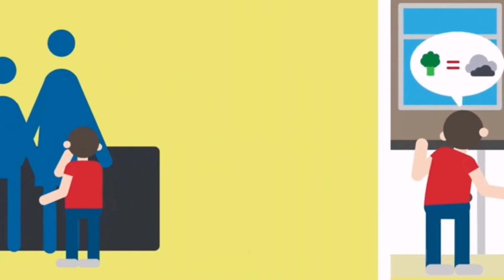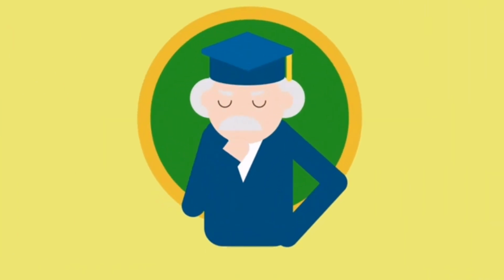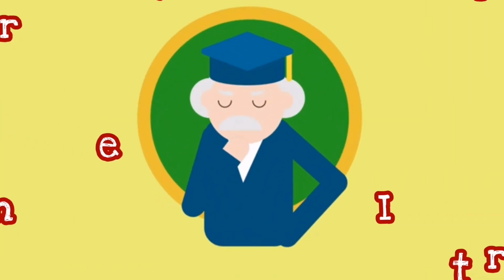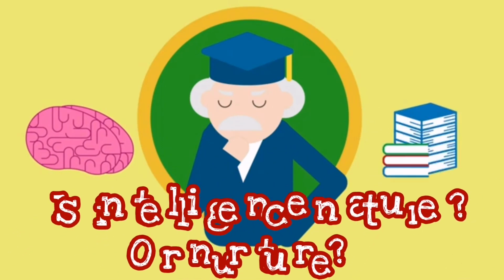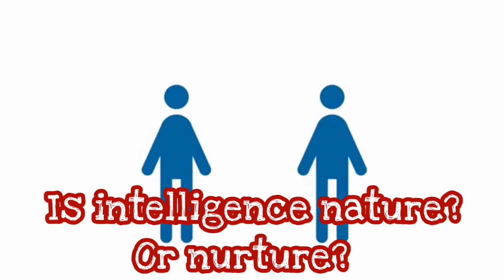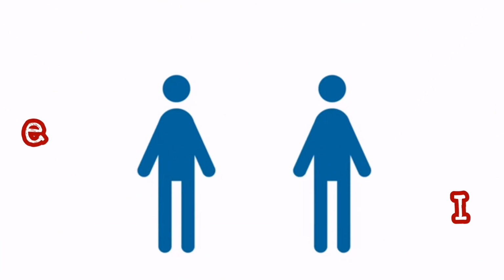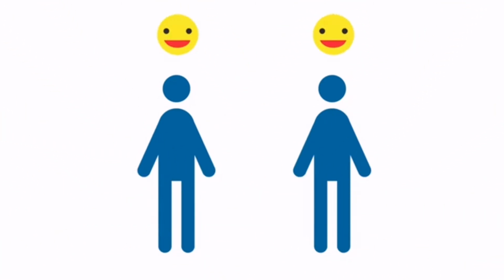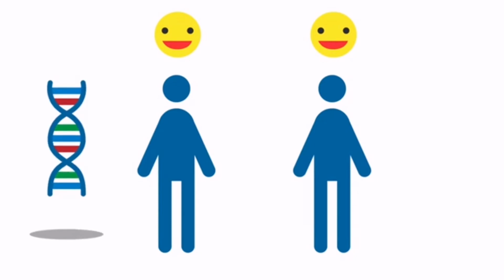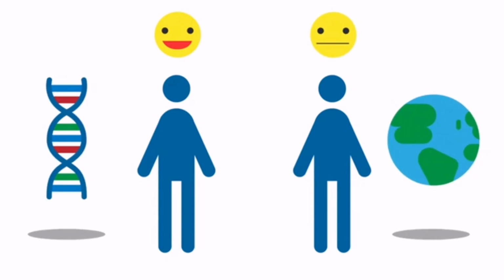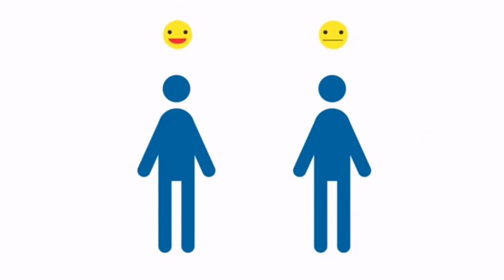There is also some debate on how much intelligence is due to genetics or the quality of education a person receives. Is intelligence more due to nature or nurture? To answer these questions, scientists can do experiments using identical twins. If the characteristic in both twins is the same, it's most likely due to genetics. If it is different, the environment has played an important role.